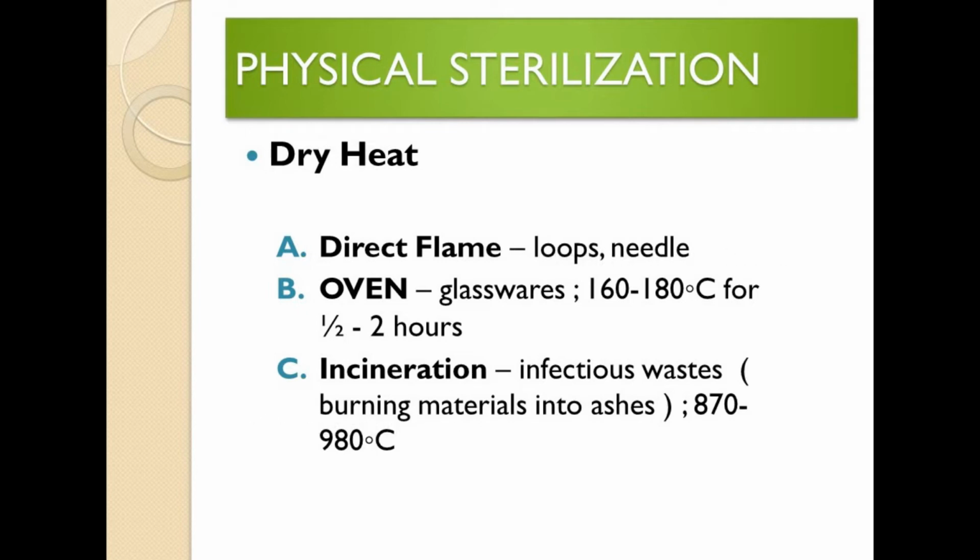Next, we have incineration. This is used for infectious waste, burning materials into ashes at 870 to 980 degrees Celsius. This is incineration. So, another method, please take note, is the dry heat method: using the direct flame, the loops and needles; the oven, used for sterilization of glasswares; and of course, last but not the least, incineration. This is used for infectious waste.